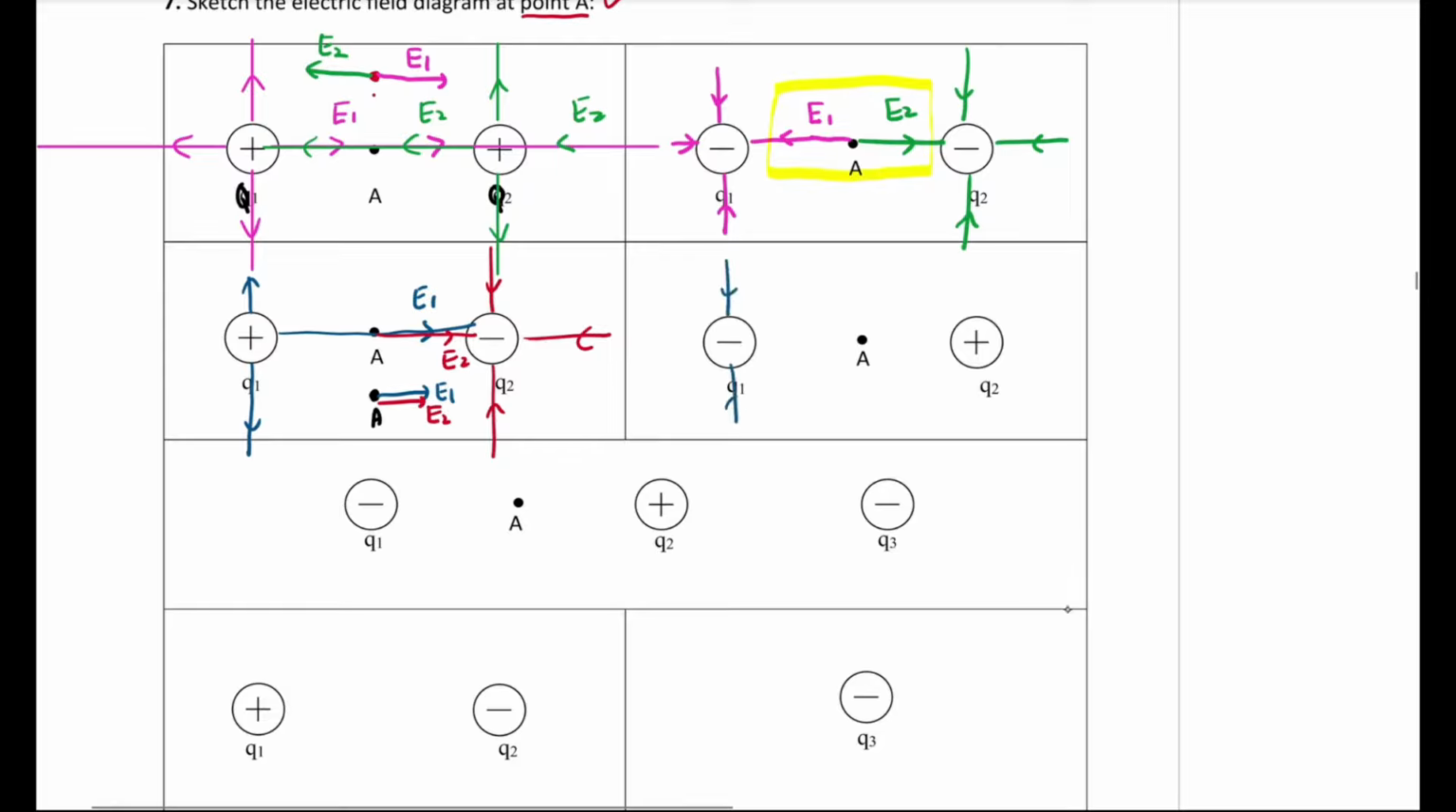Q1, E1, and E2. E2 is positive, so outward. So, dia keluar macam ni. Macam tu. E2.